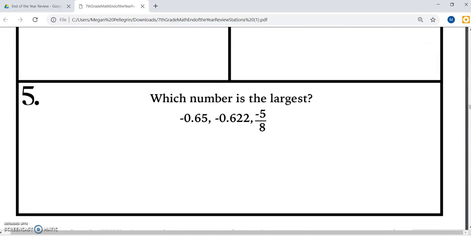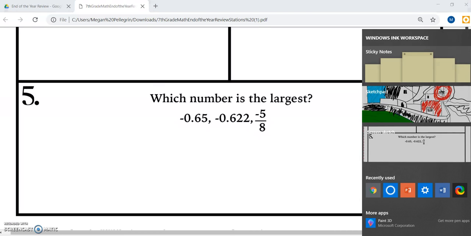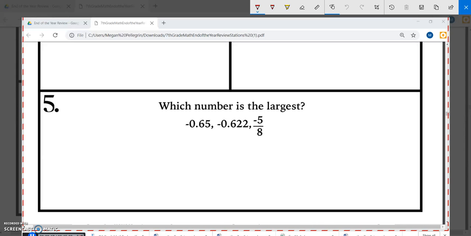Okay, and then finally number 5, which number is the largest? So first of all, we're dealing with negatives, so we have to remember that if it's technically bigger, it's actually smaller because it's further away from the 0 on the number line. And then I see that I have a fraction, and the other two are decimals. So first thing I'm going to do is change that fraction to a decimal. So 5 divided by 8 in my calculator.